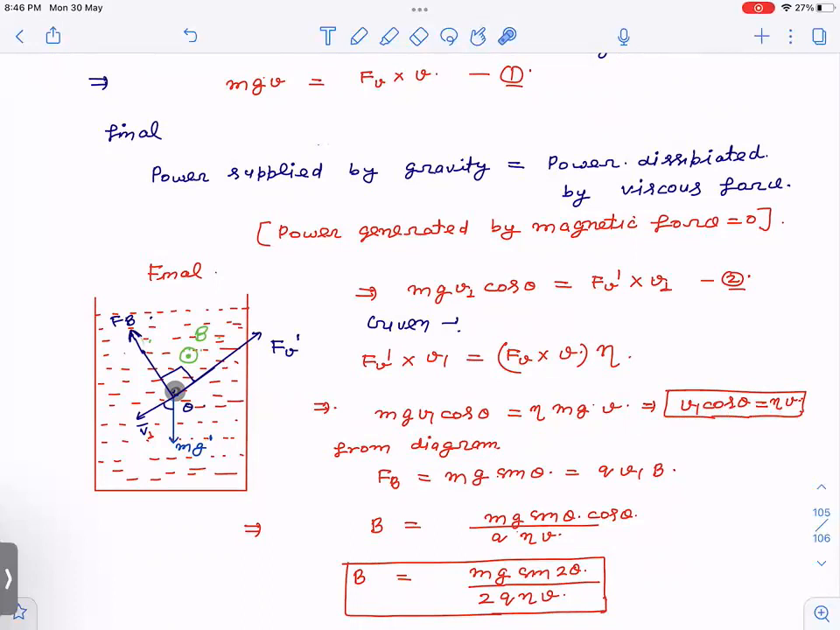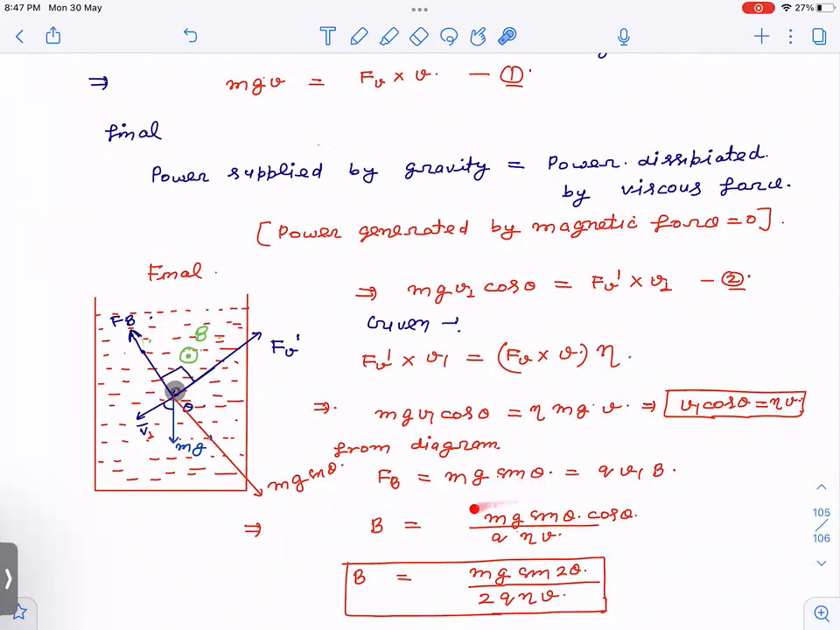Now, another equation is, from this diagram, if I resolve forces in this direction, see carefully, what's the component of mg in that direction? The component of mg in that direction is mg sine theta. What's the component of the viscous force? No component of viscous force, because this angle is 90 degrees. So Fb, which is the magnetic force, is equal to mg sine theta. This is what I've written. And Fb is equal to Q V1 B sine theta, where theta is 90, so here this is Q V1 B and mg sine theta.